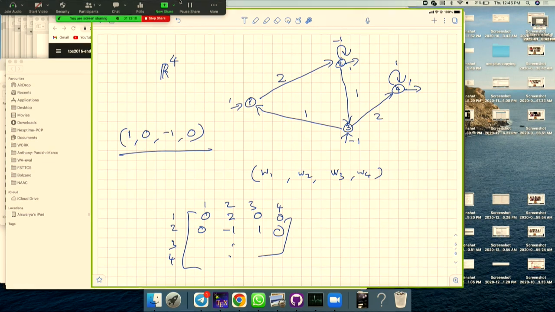At most 4 times, because it's R4. So the dimension is 4. You will not get more than 4 vectors. Okay? At most 4 times.